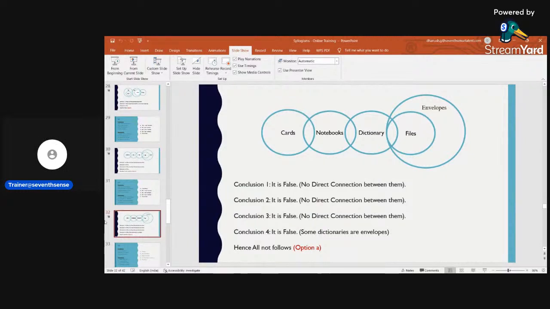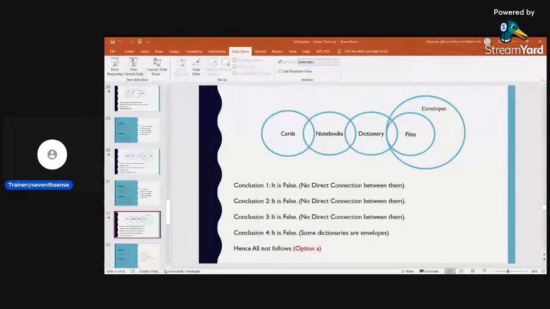So cards, notebooks, dictionaries, files, and envelopes. Some envelopes are notebooks. No envelope is a notebook, so it's false. Some files are notebooks, and some files are not notebooks, so it's false. Some cards are dictionaries, no direct connection, it's false.